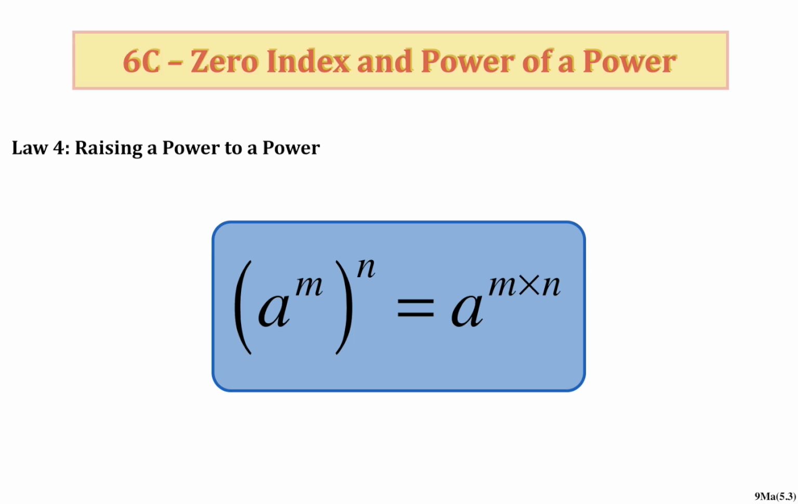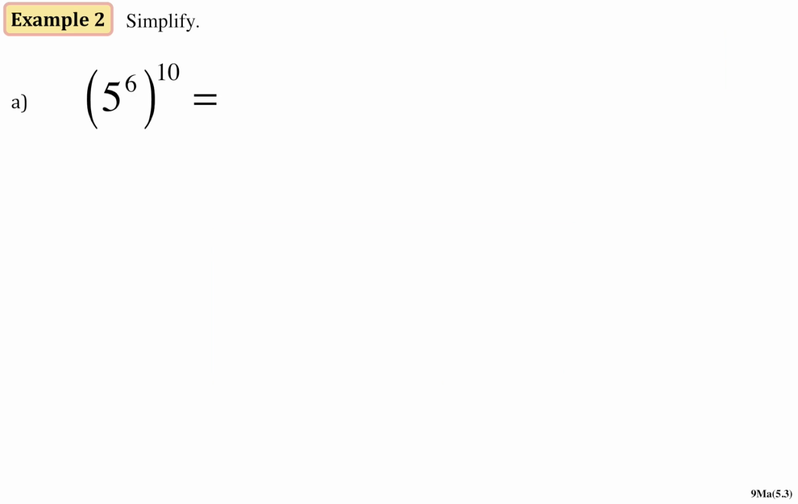Okay, our fourth law says that when we raise a power to a power, we actually multiply the two powers together. Now when I get back next term, we'll go through all of these in a bit more detail when we revise them, and you can ask questions, and I can show you why this is the case if you're still not sure. So let's try this example. We have 5 to the power of 6 but that's raised to the power of 10.